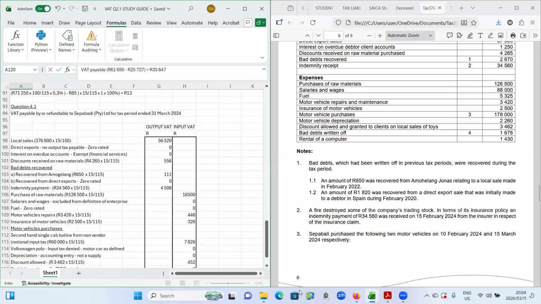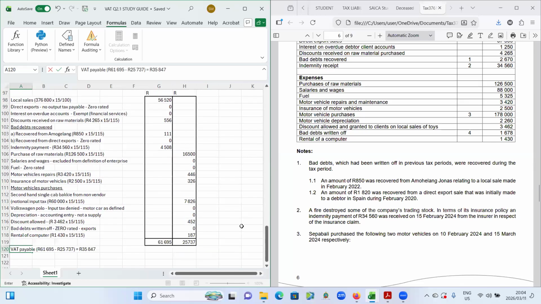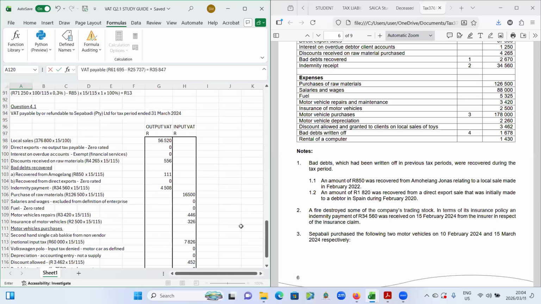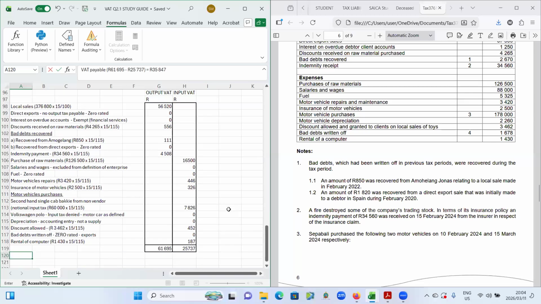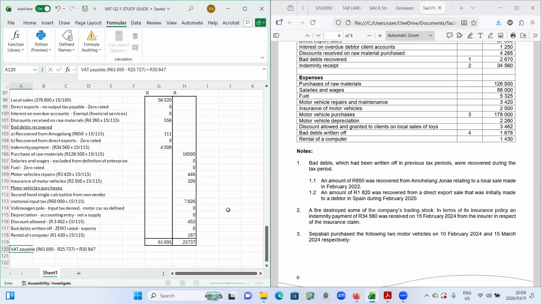Anyone with a question here? Anyone with a question? Yes, Mr. Madenda, I have a question. I actually wanted to ask about the last line, the rental of a computer. If it was a rental of a motor vehicle, are we going to treat it the same way, sir?